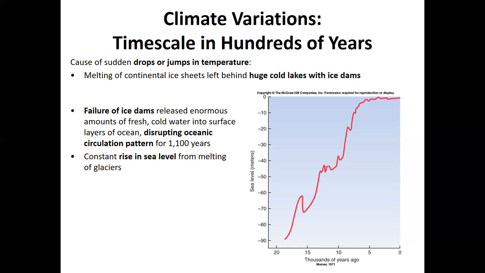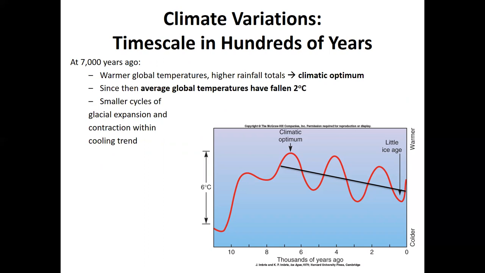At 7,000 years ago, there were warmer global temperatures, higher rainfall totals, and it was a recent climatic optimum. Since then, the average global temperature has fallen 2 degrees centigrade. So smaller cycles of glacial expansion and contraction have occurred within the last 7,000 years. So on that time scale, we've seen a cooling trend.